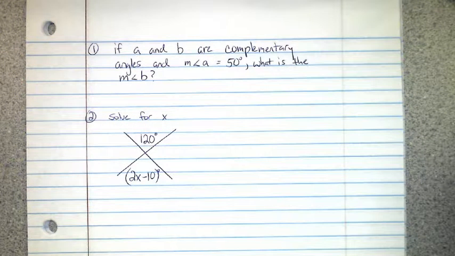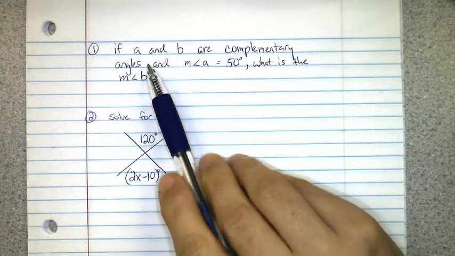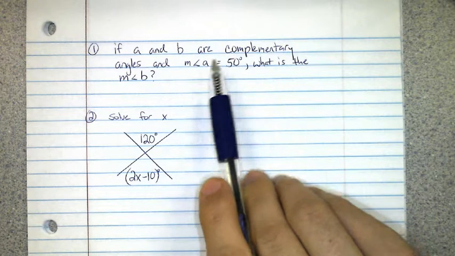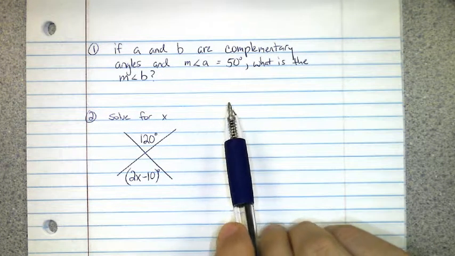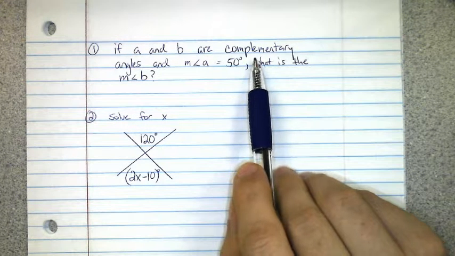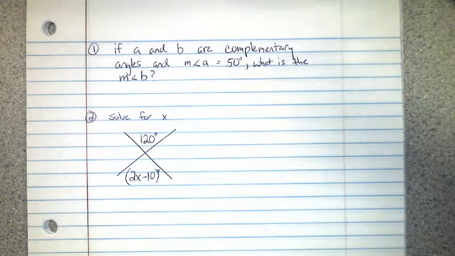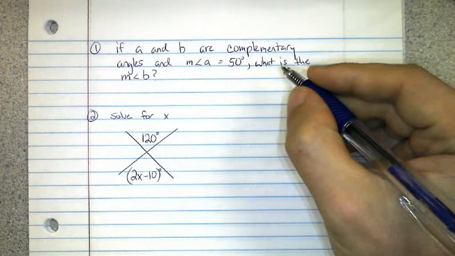So here's two practice problems that are pretty similar to what you'd see from this section. For the first one, if A and B are complementary angles, and the measure of angle A is 50 degrees, what's the measure of angle B? Well, right away, when they say A and B are complementary angles, remember, complementary means the two angles have to add up to 90 degrees.